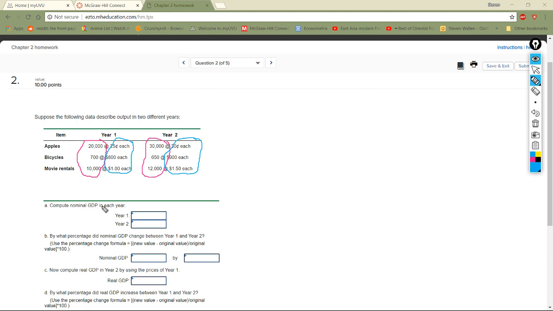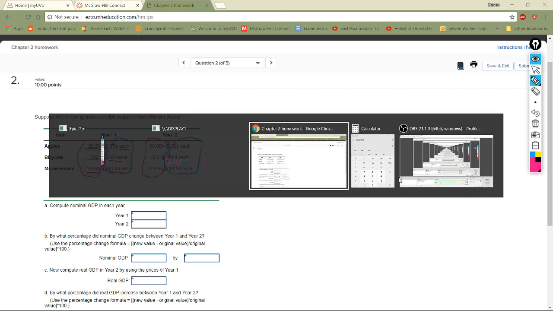Compute nominal GDP in each year. So for nominal, all you're going to do is take this right here and multiply it by this, because that means we have 20,000 apples times 25 cents. And then you just add them up, okay? You add them up and then we're going to get our nominal. So you take this times this and then this times this. So let's go ahead and do that. Let's pull up a quick calculator, shall we?